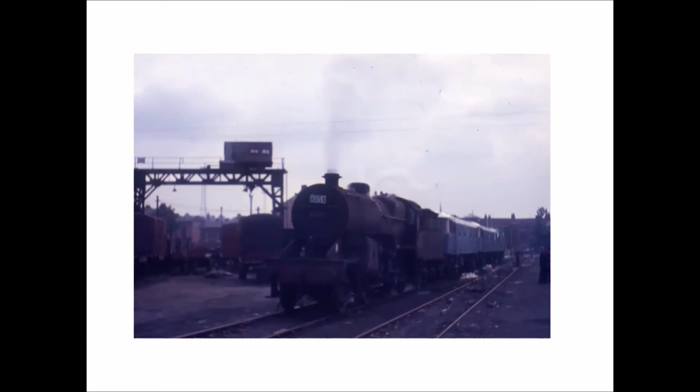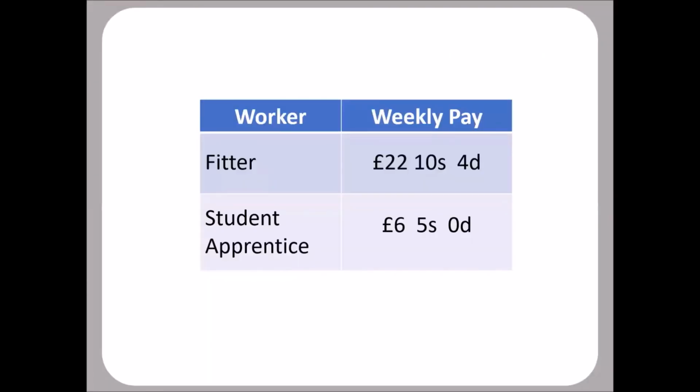But then the shop steward came over from the factory to the railway goods yard, and he had his facts, and he said, a fitter is worth £22 a week, and a student apprentice is only worth 6. So unless this student is stopped from working, I'll be calling a strike. So I had to stop work, which was very disappointing.